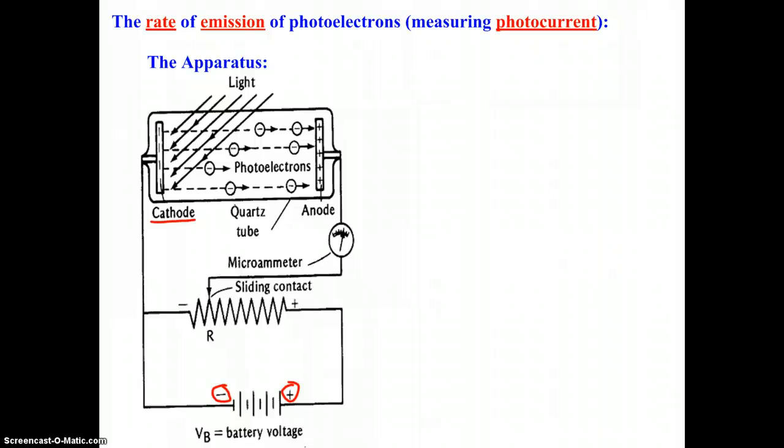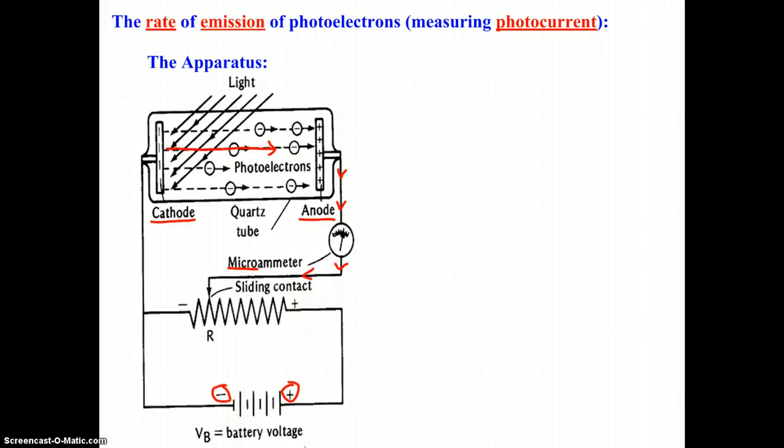The negative plate is called the cathode, the positive plate is called the anode. The light in the photoelectric experiment is shone on the negative plate. The light, if the frequency is great enough, we'll talk about that later, kicks electrons off of the metal, and because electrons are negatively charged, they are repelled by the negative plate and attracted to the positive plate. So they go over to the positive plate, move through the circuit, and pass through this microammeter because we're measuring a very small amount of current. I'm not talking about a lot of current here.